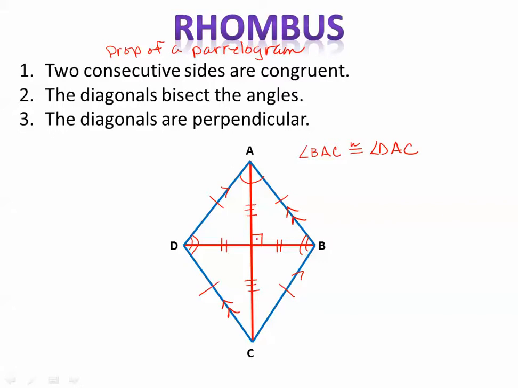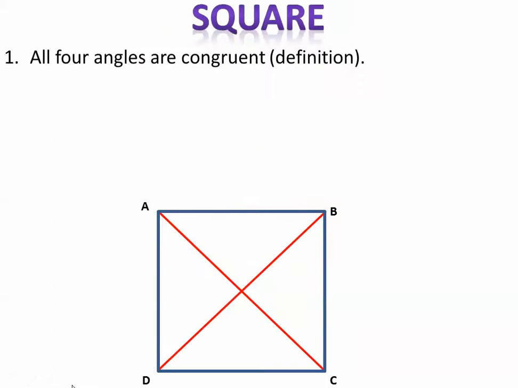Opposite sides are parallel and congruent. Consecutive angles add up to 180, so angle A and angle B are going to add up to 180. Diagonals bisect each other. And I thought there was one more, but I can't think of it right now. So in addition to that, they're saying that the diagonals bisect the angles and the diagonals are perpendicular. So you've got to remember all these properties.